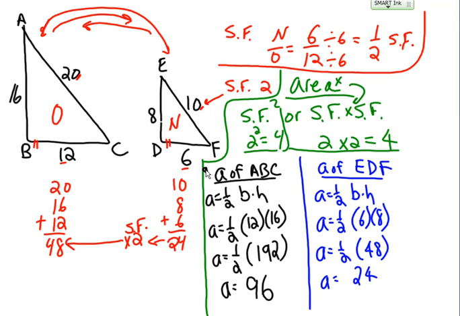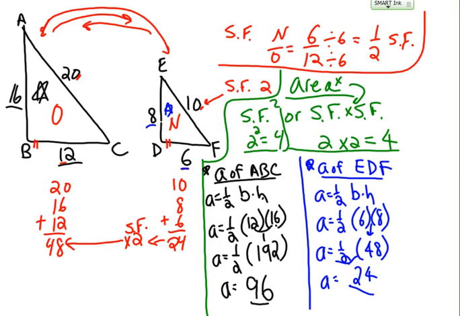Right here, we have the area of triangle ABC, this big one here. Area is 1/2 the base times the height, right? The base of that was 12. The height of that triangle was 16. When you multiply 12 times 16, you get 192. 1/2 of 192 is where I got the 96. And on the other triangle, EDF, right here, the base was the 6. The height was the 8. When you multiply those together, you get 48. Half of 48, you get the area equals 24.